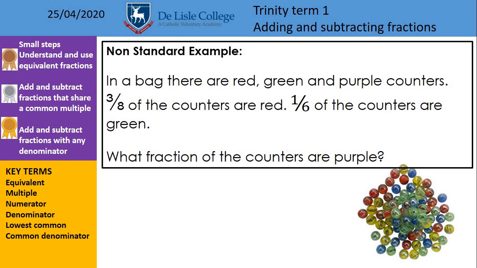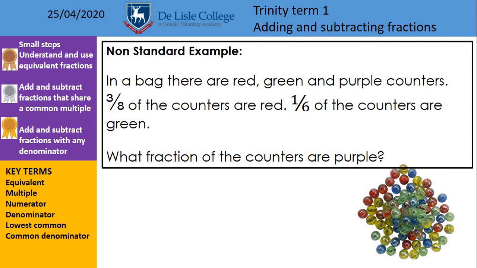This is a lovely, what we call the non-standard example, because now we've got it written down in some words. This is more like what you may see in some exams as you go through your mathematical career. So in a bag there are red, green and purple counters. 3/8 of the counters are red, 1/6 of the counters are green. What fraction of the counters are purple?